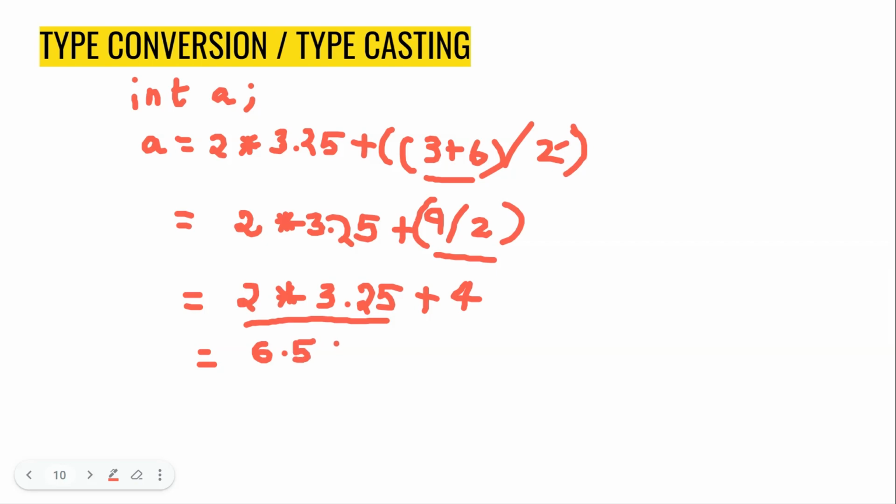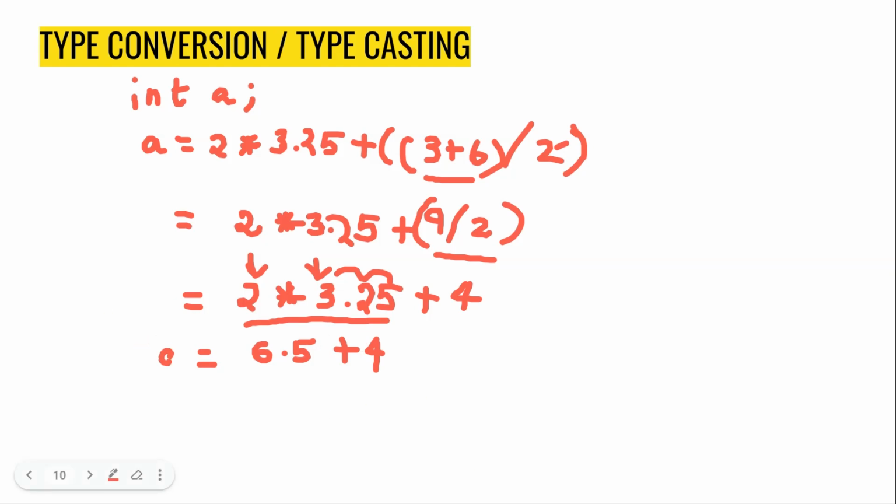Here one type is integer and another type is float. Integer is the lower type and float is the higher type. So the answer automatically gets converted to the higher type. So you will have it in decimal form, 6.5 plus 4. So now a is equal to 6.5 plus 4.